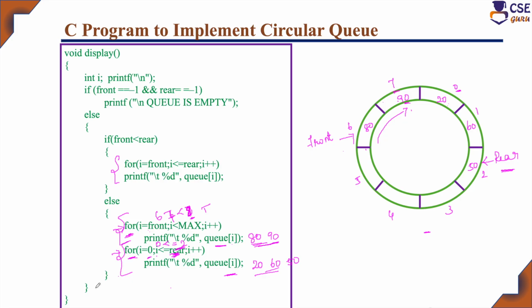So this is the C code to display the elements in a circular queue. These are all the basic operations we can perform in a circular queue: enqueue, dequeue, peek and display operations.